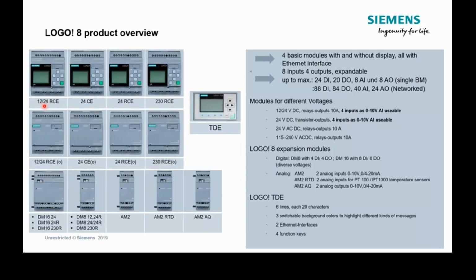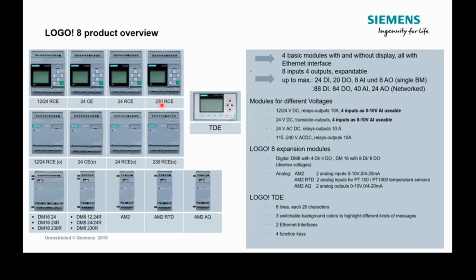And the number before that indicates the supply voltage and the digital input voltage. So here we've got 12 or 24 volts DC, 24 volt AC/DC, 24 volt AC/DC with a relay output, and a 230 volt version with relay outputs.